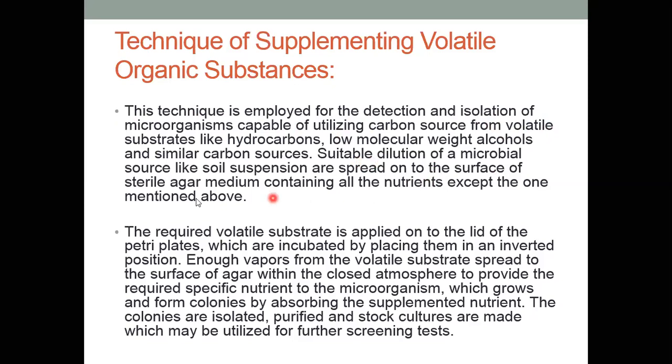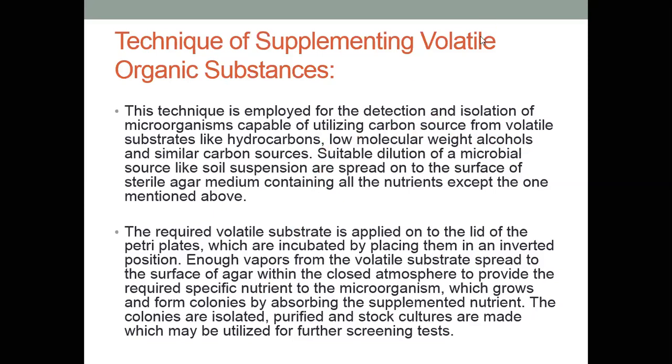So suitable dilution of a microbial source like soil suspension is spread on the surface of the sterile agar medium containing all the nutrients except one mentioned above. And what is that? Alcohols and hydrocarbons or any other which is volatile. The required volatile substance is applied on the lid of the Petri plates, which are incubated by placing them in an inverted position. Enough vapors from the volatile substrates are going to spread on the surface of the agar in the closed atmosphere, and only that bacteria would grow that is able to utilize the compound.